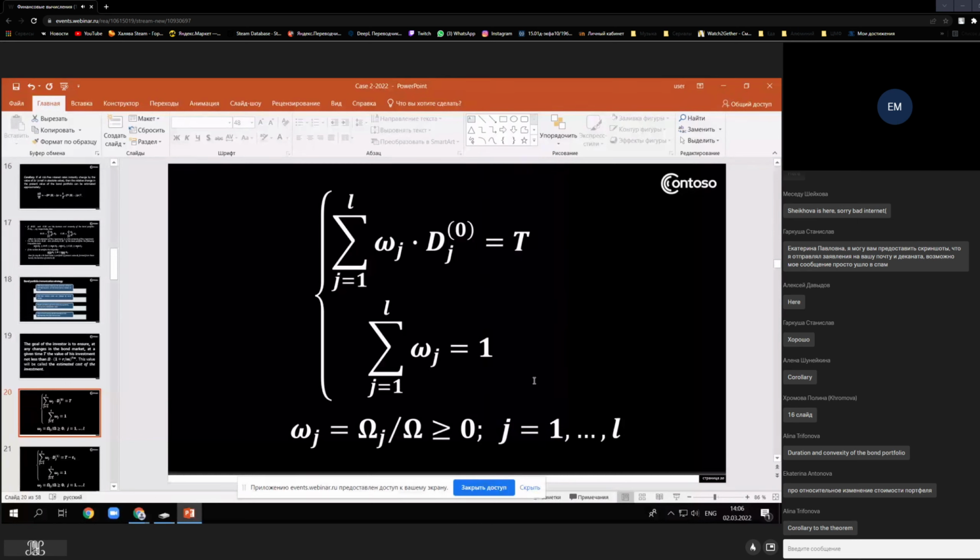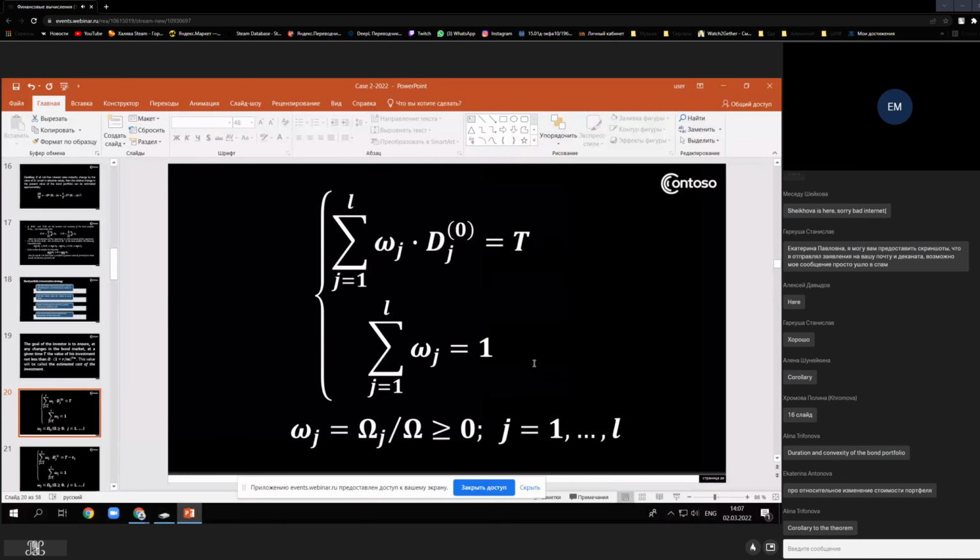What are we doing to implement the strategy? We are forming the portfolio so that the duration of the portfolio, the weighted duration of the portfolio, will be equal to the time horizon. Also, we are supposing that the sum of the weights is equal to 1. Do not forget that short sales are prohibited. That is why the weights will be non-negative. So this is how to find the construction of the portfolio, the allocation between the assets. Okay, so we did it.